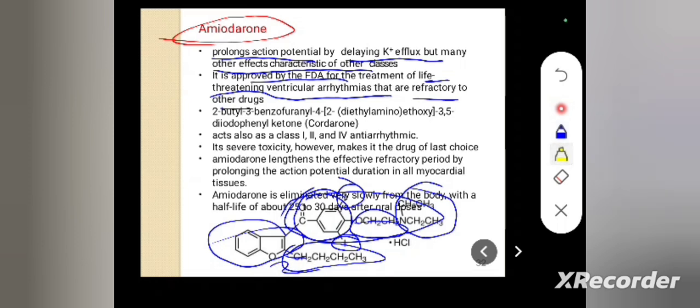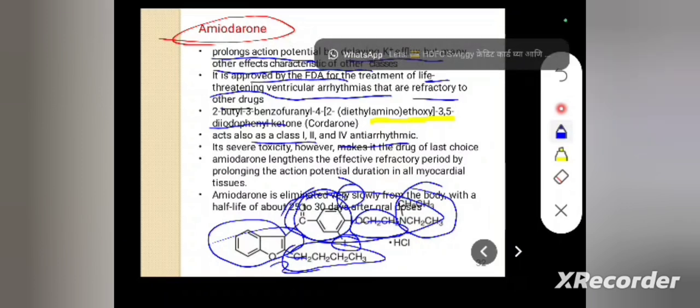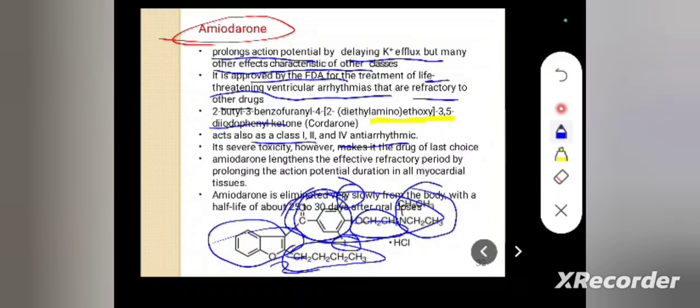We can write the IUPAC name of amiodarone like 2-butyl-3-benzofuranyl 4-[2-(diethylamino)ethoxy]-3,5-diiodophenyl ketone. It acts with class 1, class 2 and class 4 antiarrhythmic properties as well. They can also show other class properties: like class 1, they also block the sodium channel; class 2, also act as a beta blocker; and also act as a calcium channel blocker.